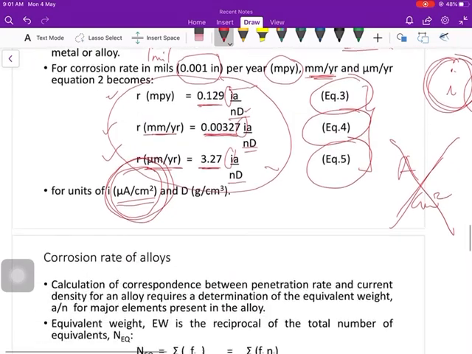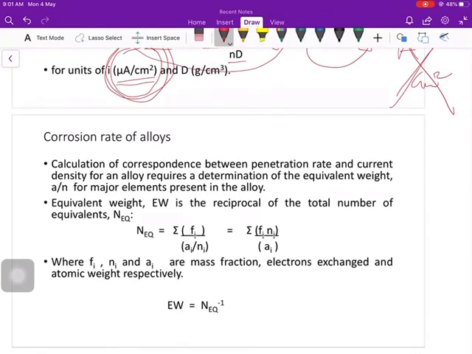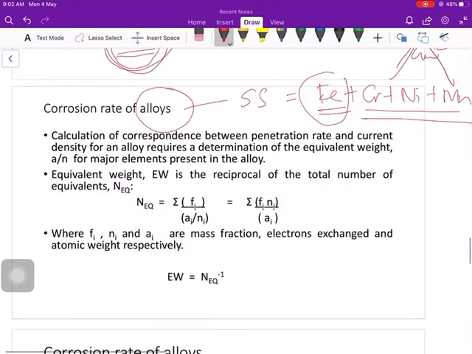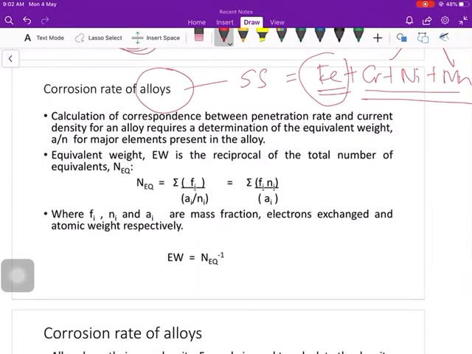Okay, these equations are used for pure metals. But if you have an alloy, that means the presence of more than one element. For example, in stainless steel, there are ferrum, chromium, nickel, probably manganese. Okay, so more than one. If pure is ferrum, but there are other additions of metals, other metals. So you must use this equation. So you must calculate the equivalent weight. Okay, the composition involves all compositions.